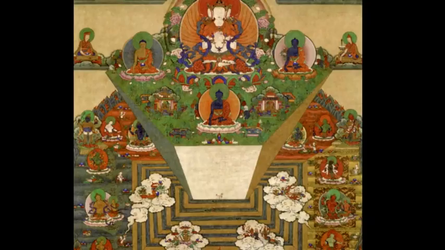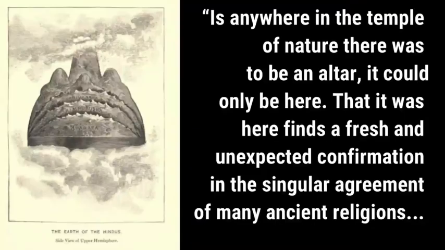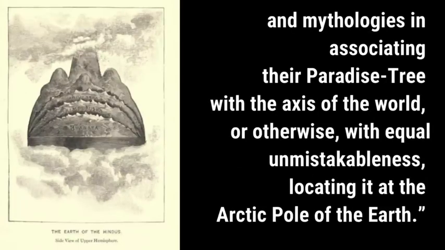William D. Warren in Paradise Found states, "If anywhere in the temple of nature there was to be an altar, it could only be here. That it was here finds a fresh and unexpected confirmation in the singular agreement of many ancient religions and mythologies in associating their paradise tree with the axis of the world, or otherwise with equal unmistakableness, locating it at the Arctic pole of the earth."